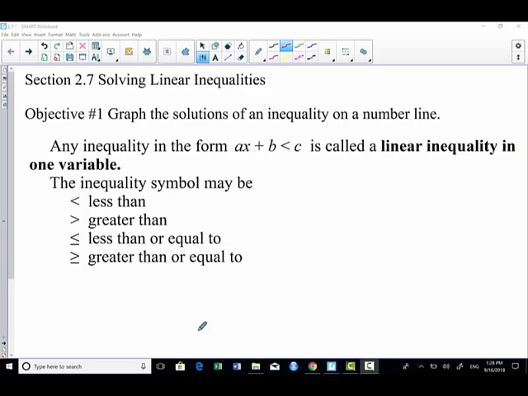Hello everyone. In section 2.7, we are going to discuss solving linear inequalities.